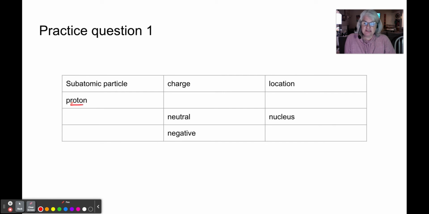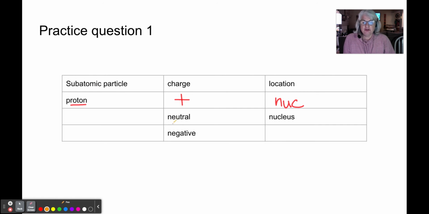Okay, so this is pretty easy to fill out, and this is definitely something you need to know. So where is the proton found? We know it's found in the nucleus. Okay, so that's where that's found. We also know that we only have one left, and we know that that one is not found in the nucleus, but I'll wait to fill that in. What is the charge of a proton? We know that the charge of a proton is positive.